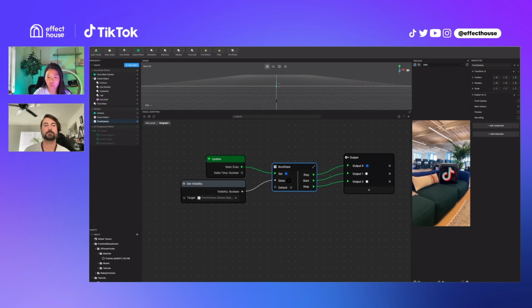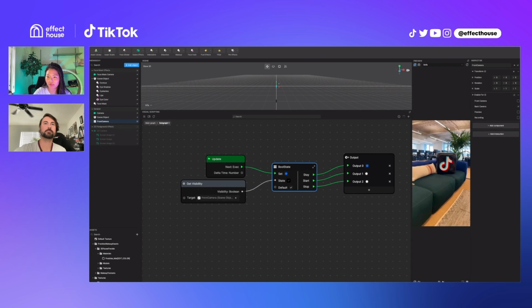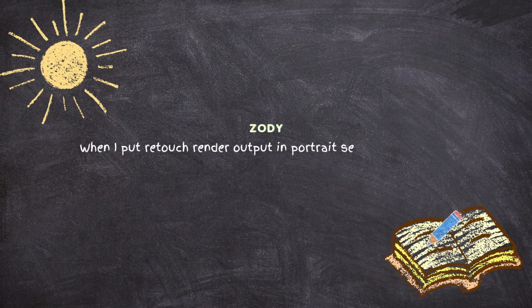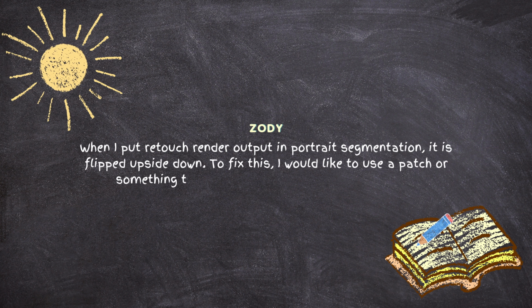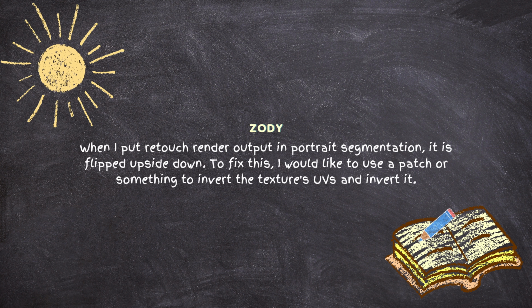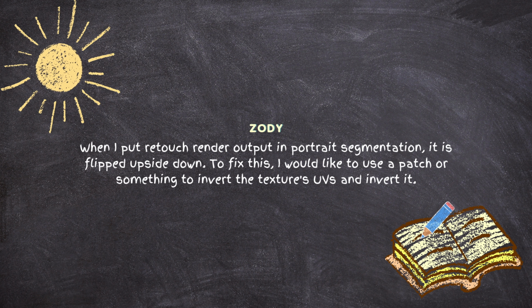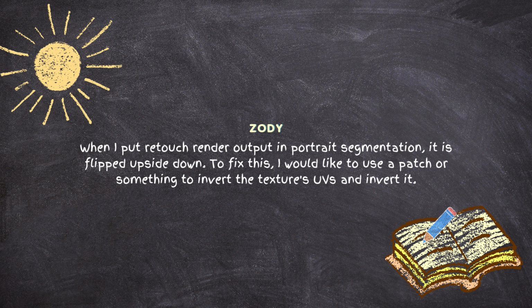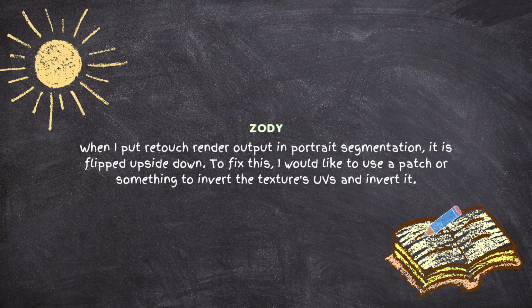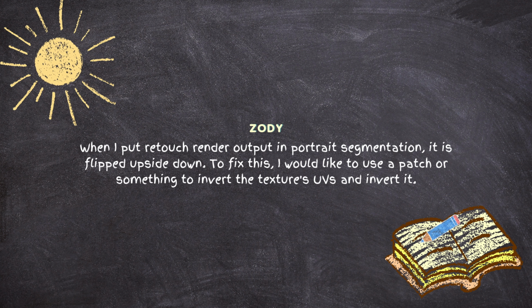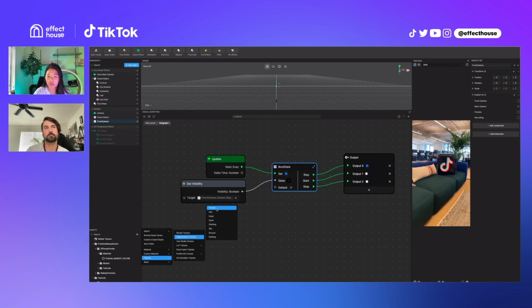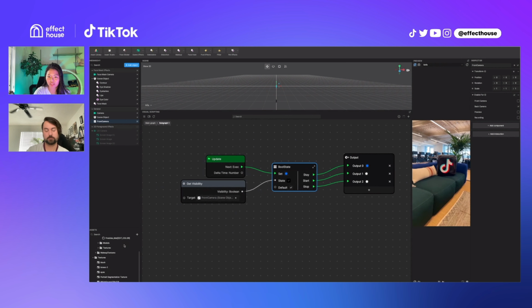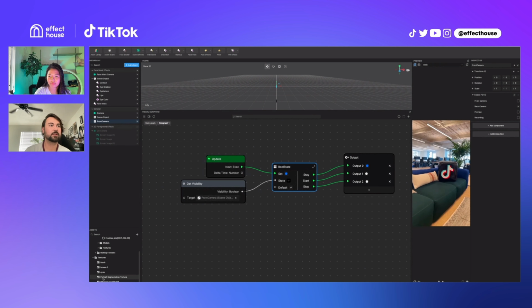We have a next question from the Discord channel asked by Zodi. Zodi is saying, when I put retouch render output in portrait segmentation, it is flipped upside down. To fix this, I would like to use a patch or something to invert the texture's UVs and invert it. I think they're asking for help on how to fix an upside down UV. I'm curious about this. Let's see.